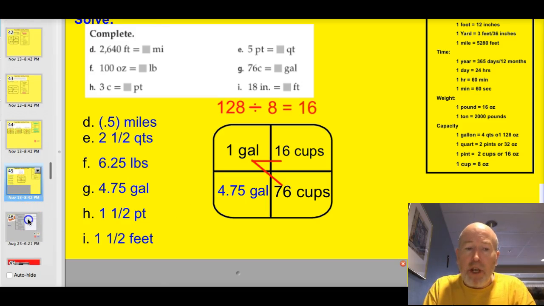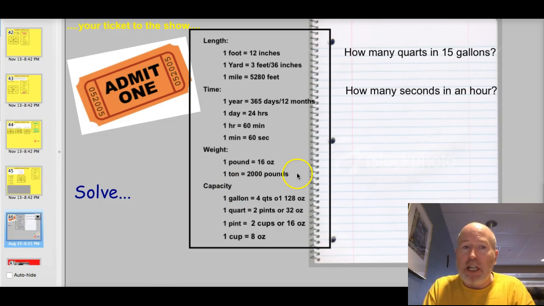Okay, here are your 2 questions for the ticket to the show. How many quarts are in 15 gallons, and how many seconds are in an hour? And I pasted the chart in here so you can pause it and work those out. Again, make the box, make sure your labels are all lined up.